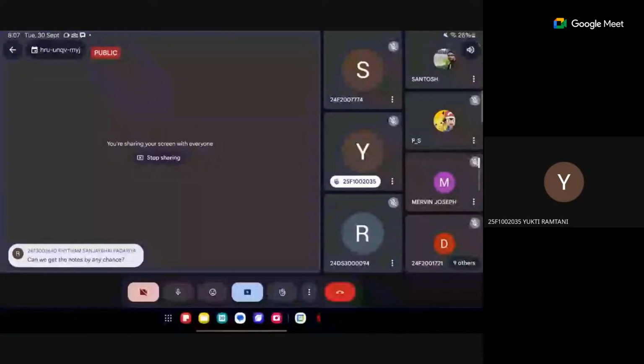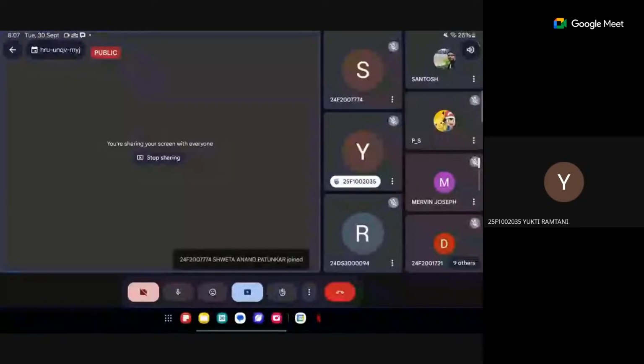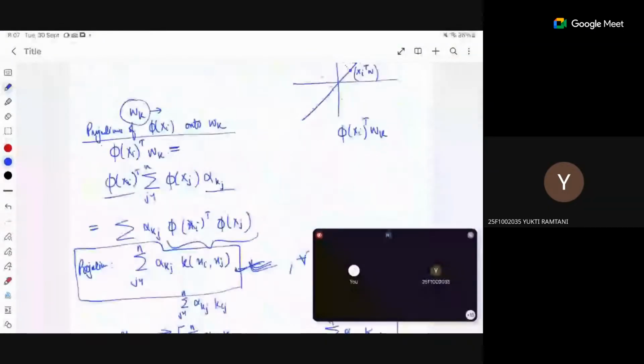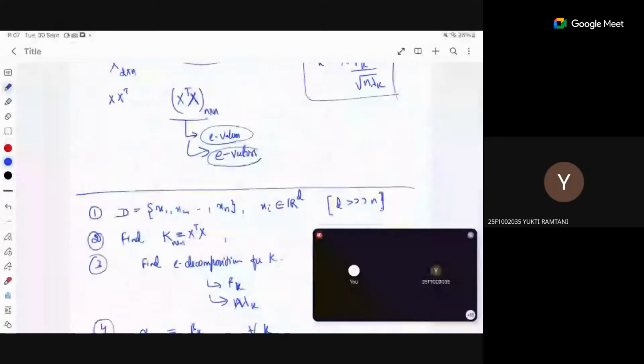Notes, by any chance, can we upload it on the portal? I mean, yeah, but it's very rough. I don't know how you can use it. But okay, if it's useful, we'll get it uploaded.